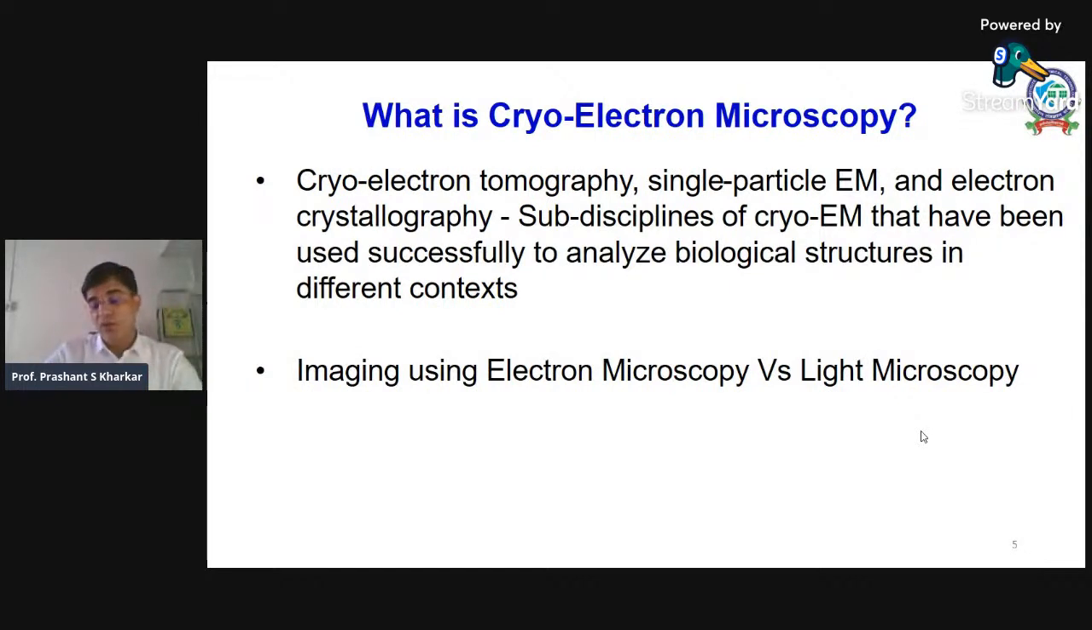But the whole problem is, because you're using high energy electrons which are traveling at a very high speed, when they hit the specimen, they actually cause damage, and this is where the whole limitation of electron microscopy lies.